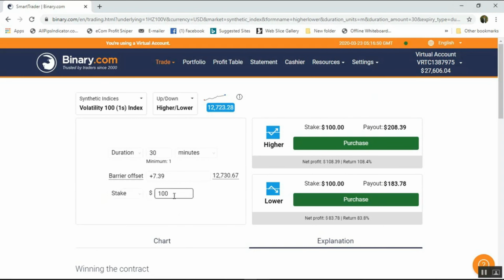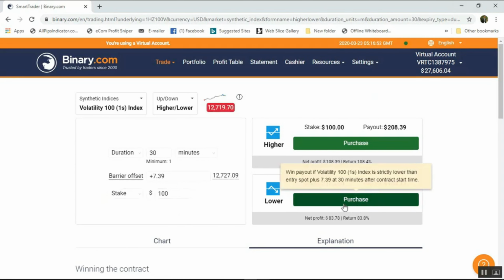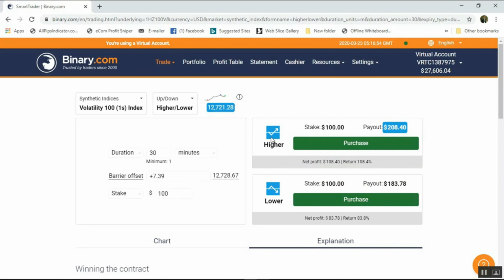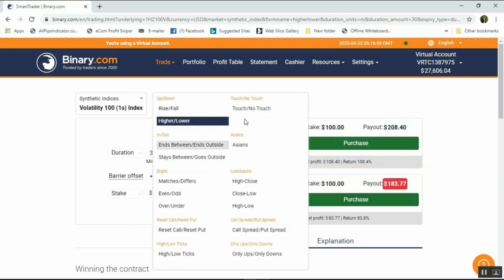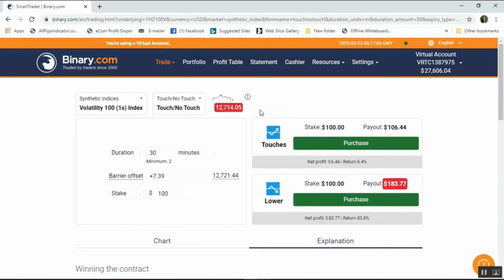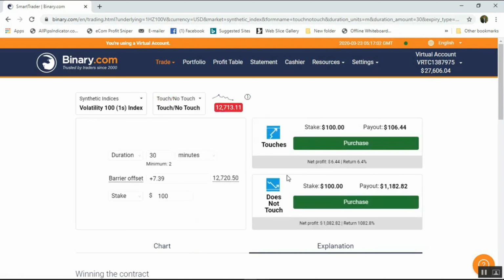Now, something applicable to lower, vice versa of it. So now I've explained higher, and you need to understand lower. Now, coming to touch or no touch option, guys. Touch or no touch option in 30 minutes. You can increase the time. The minimum you can use here is 2 minutes. So still on V100.